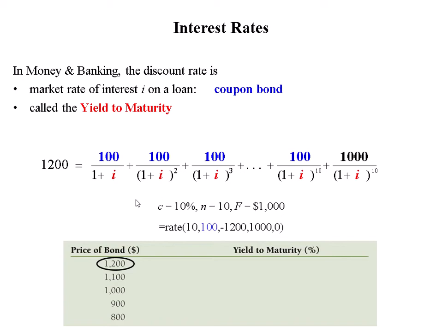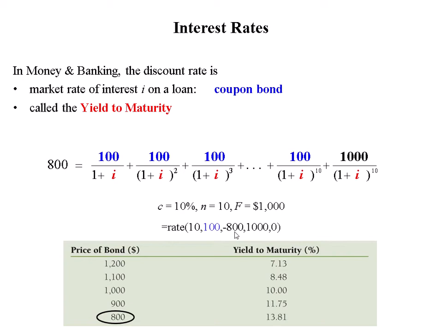And when we press enter after typing this into a cell in Excel, we get 7.13%. We change the price to 1100 and we get 8.48. We change the price to 1000. When the price or present value equals the future value, the yield to maturity and the coupon rate are the same. And then we change it to 900 and we get 11.75. We change it to 800 and we get 13.81.